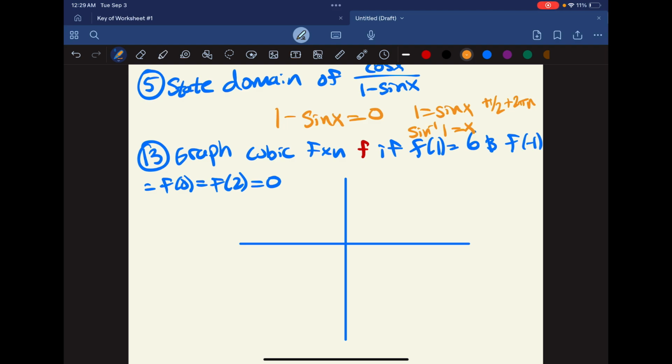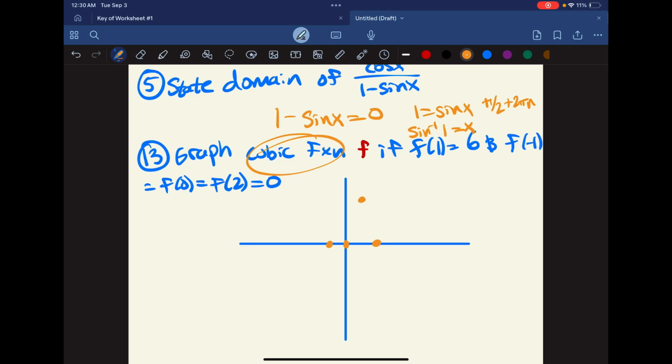So all this whole thing really says is that f of negative 1 equals 0, f of 0 equals 0, and f of 2 equals 0. So it's just saying you have 3 different zeros, one at x equals negative 1, one at x equals 0, and one at x equals 2. And then it tells you f of 1 equals 6. Okay, so then this goes up here.